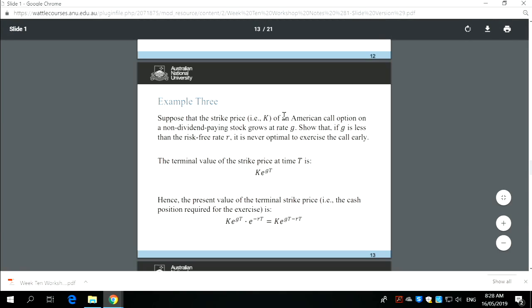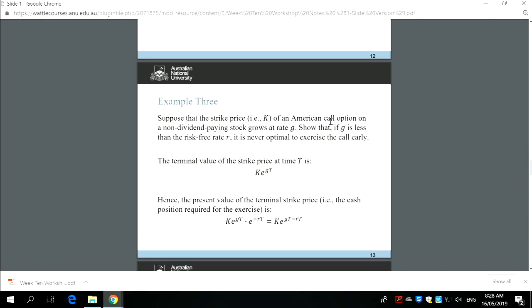So let me say this again. We have an American call option, and its strike price is growing over time at rate G. Then we have our risk-free rate R, and the question says, assume that if the growth rate is less than the risk-free rate R, then it's never optimal to exercise this American call option early. Okay, so how can we prove this?